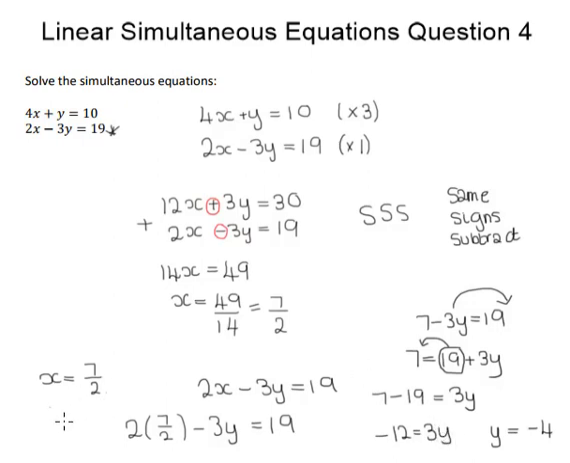So you can see here that my answers for this question would be x is equal to 7 over 2 and y is equal to minus 4. Okay, I hope that all makes sense.